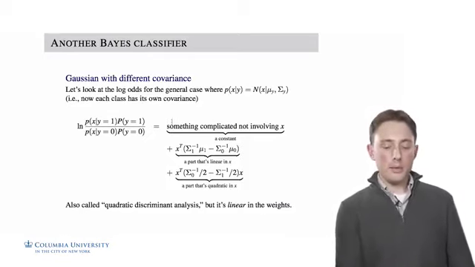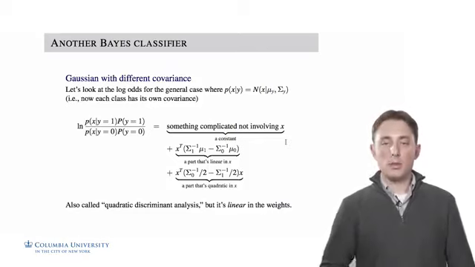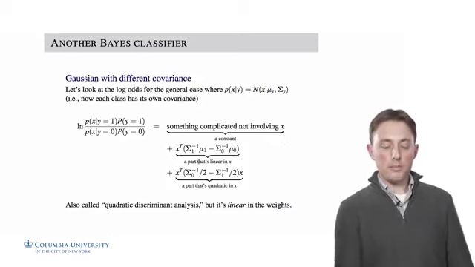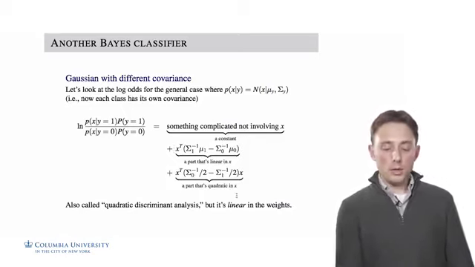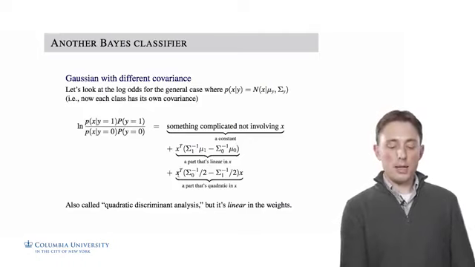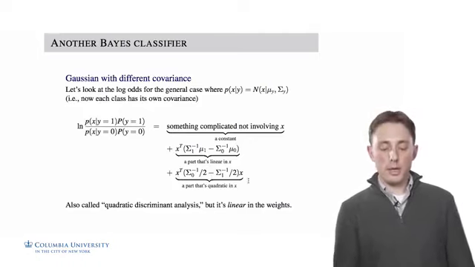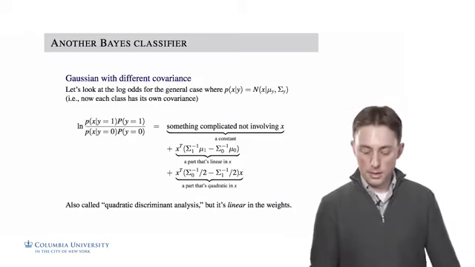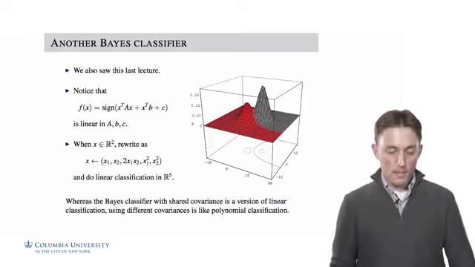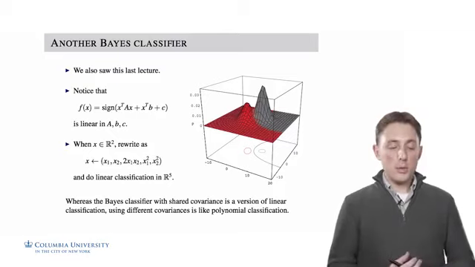What we'll find is that we get something that is a constant that doesn't involve x, so that corresponds to W naught. We get a linear term, a part that is a vector dot product with an input x. And we get also this quadratic term, a term that is x transpose times some matrix times x. So this is quadratic discriminant analysis. We saw this last lecture as well.